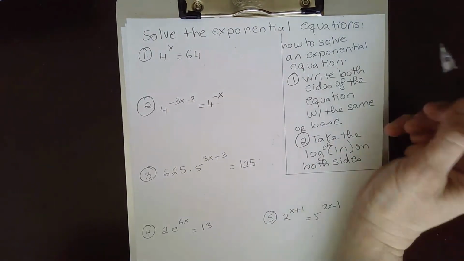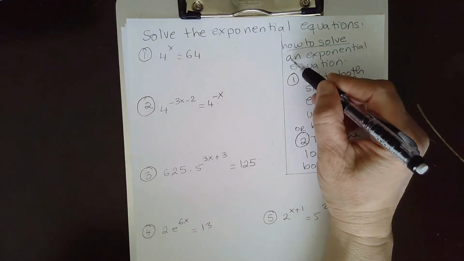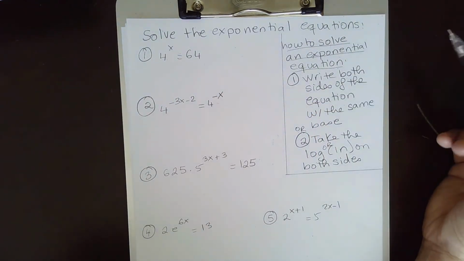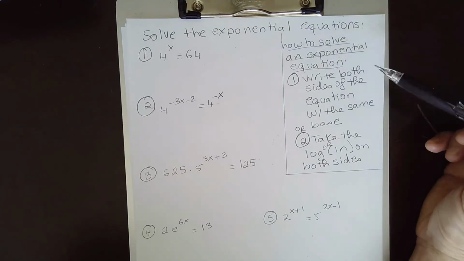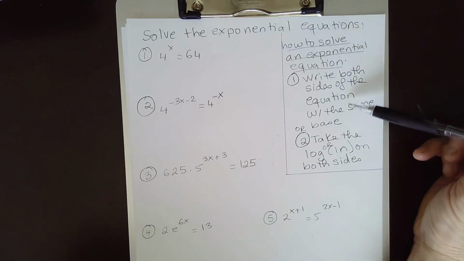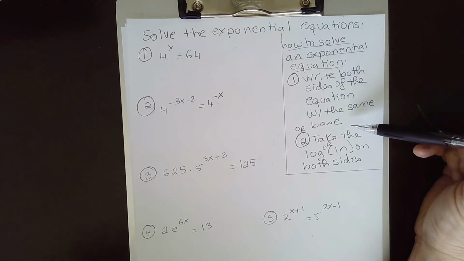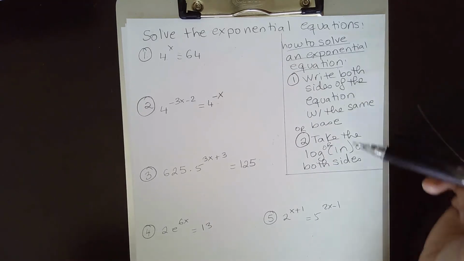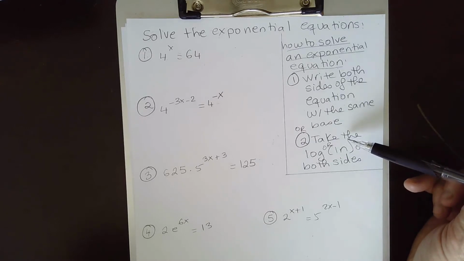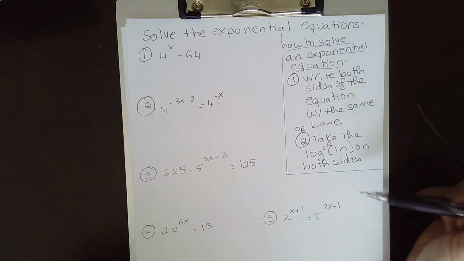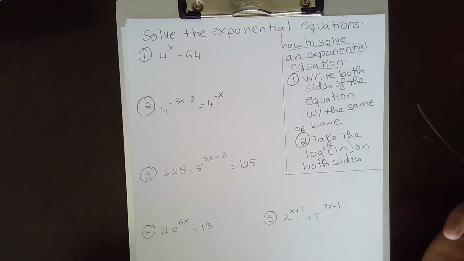Now here I wrote the steps on how to solve an exponential equation. You can either write both sides of the equation with the same base, and if you do that you can set the powers equal to each other. And if you cannot do that, then you go to the second way of solving exponential equations, and that is you take the log or ln on both sides of the equation. So let's go ahead and do this.